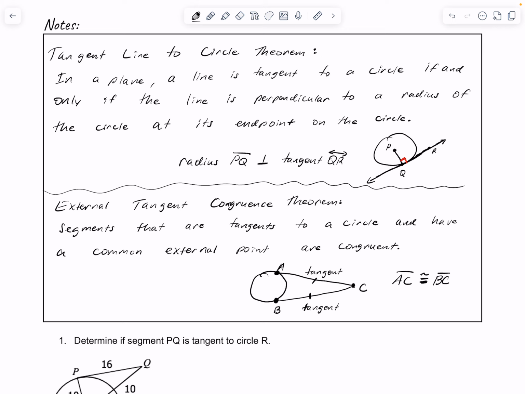Okay? All right, the next one is the external tangent congruence theorem. This says segments that are tangent to a circle and have a common external point are congruent. So we can assume that if they tell us that AC and BC are tangents, and they have that same point C, then those segments are congruent to each other.